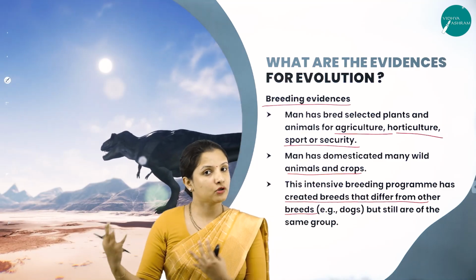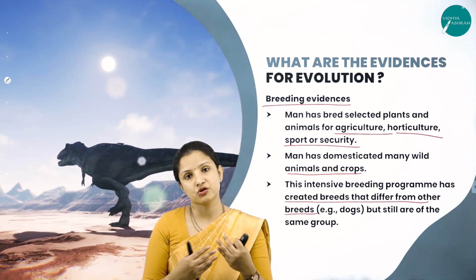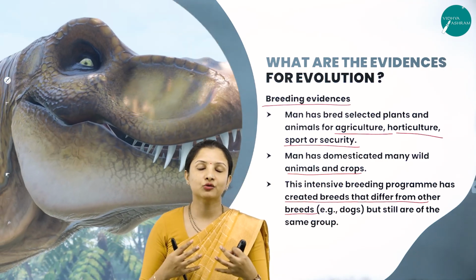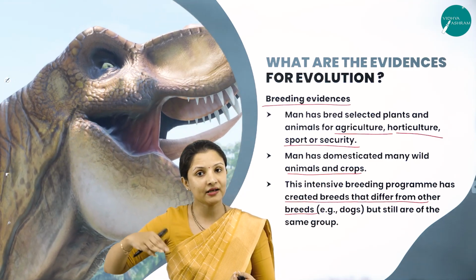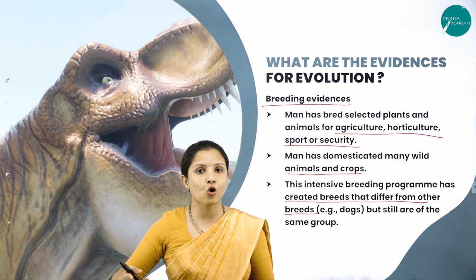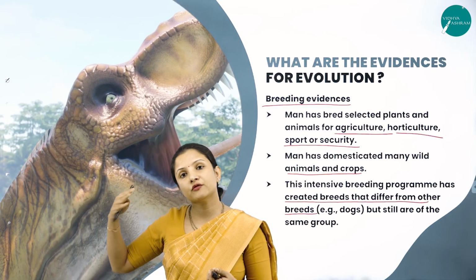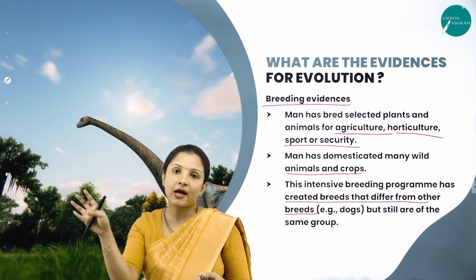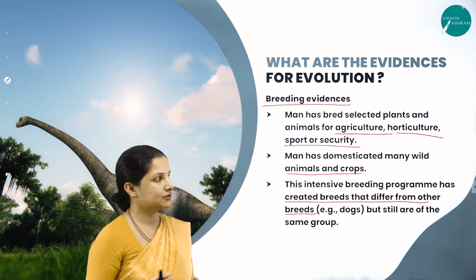So can we still depend on the wild varieties of crops there? No. They go in for breeding, wherein they do tissue culture, they go in for genetically modified crops and all that, so that we get a good yield and a good income also. So from where would these genetically modified crops or the present day crops have arisen? We would have got it from the wild variety itself. So the wild variety is the ancestor for all these crops. Therefore, breeding is also one of the evidences for evolution.